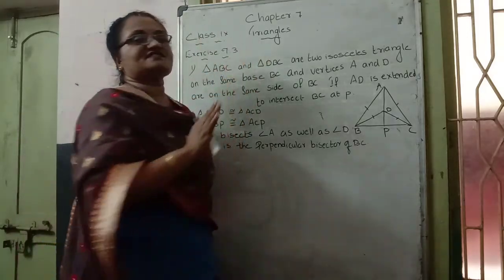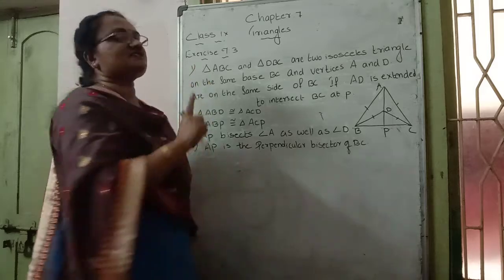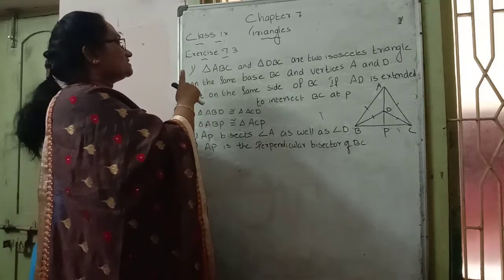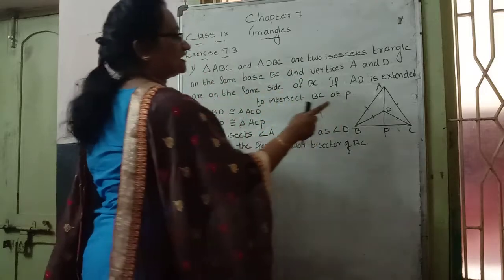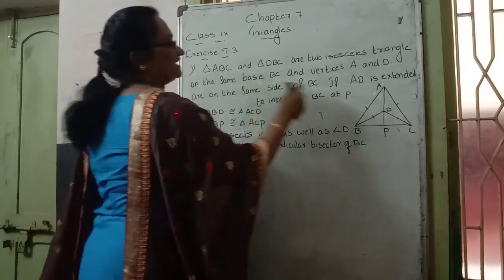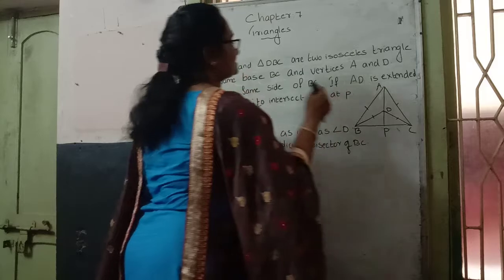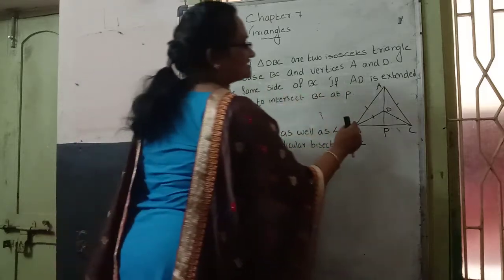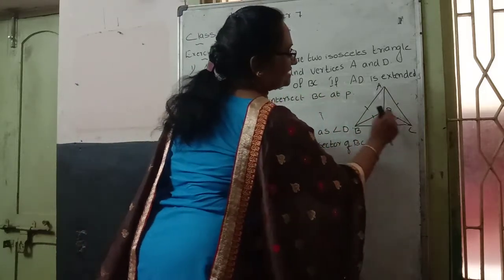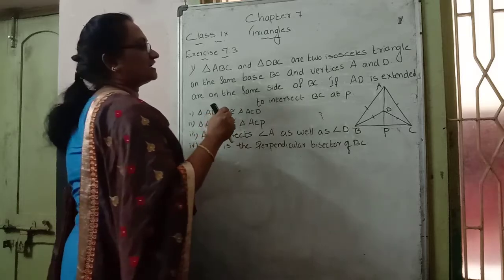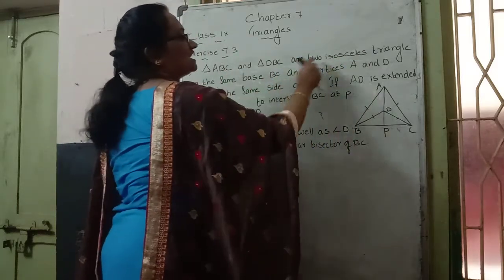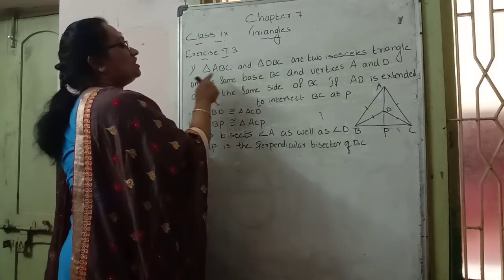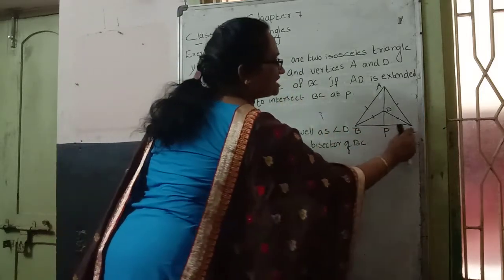About chapter 7, Triangles, exercise 7.3. Question 1. Two triangles are there in this diagram. Which are they? The first triangle is ABC, and the second triangle, inside the first, is DBC. Both are isosceles triangles.